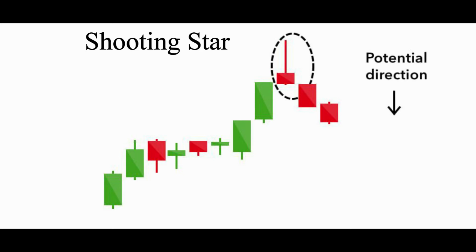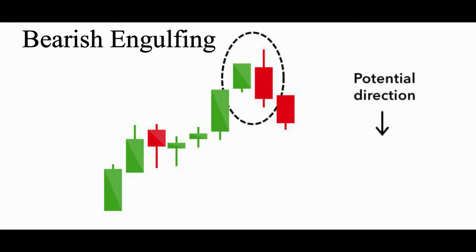It has a small body and long upper wick. Usually the market will gap slightly on opening and rally to an intraday high before closing at a price just above the open, like a star falling to the ground.